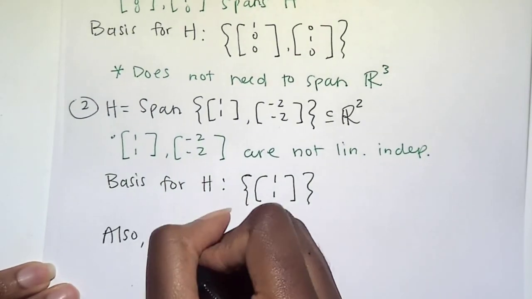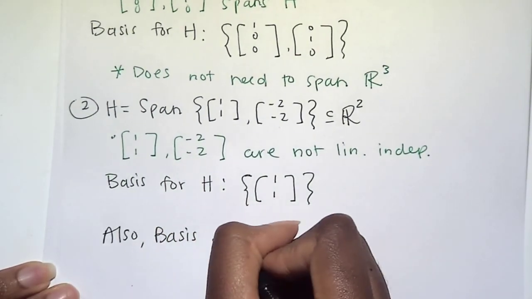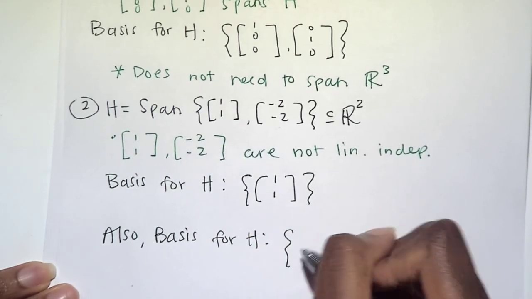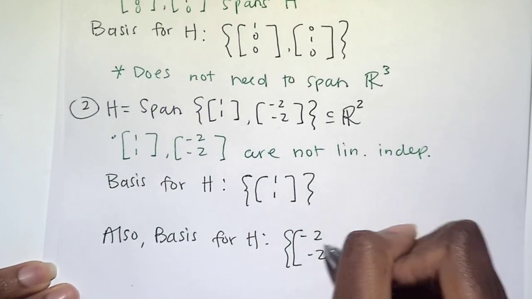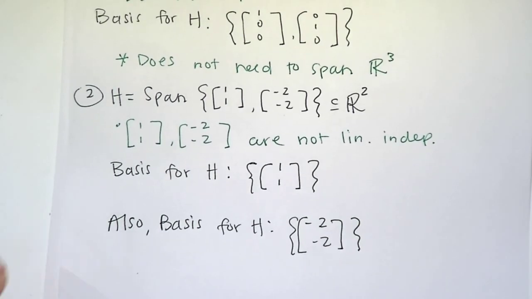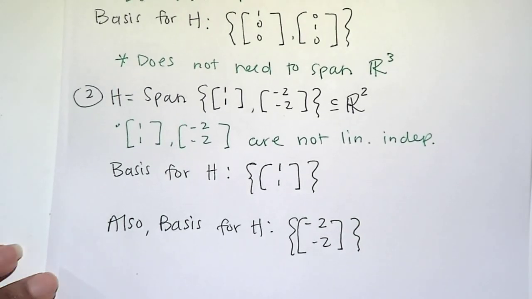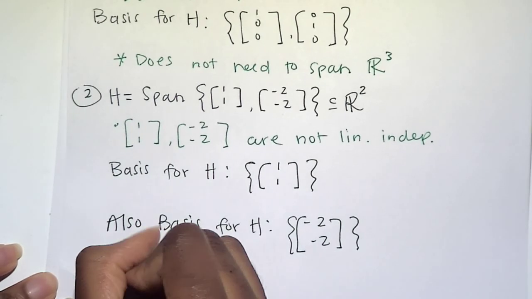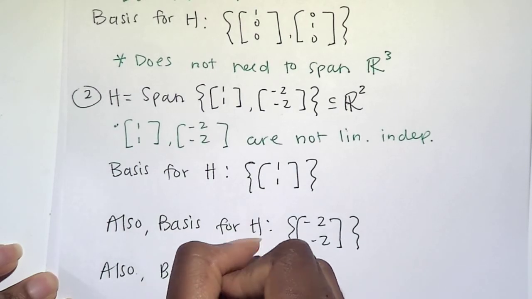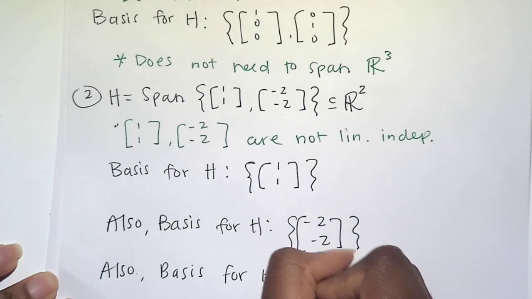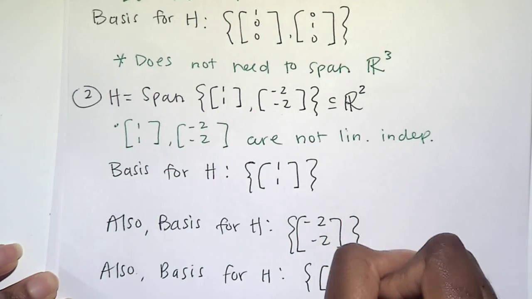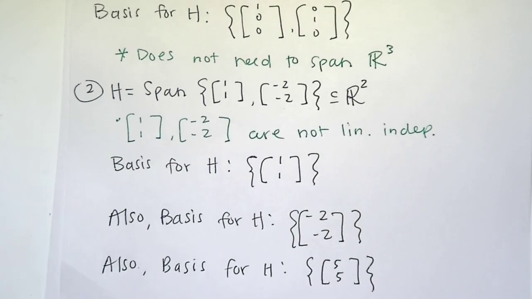Also, a basis for H would include negative 2, negative 2, and any other scalar multiple of these. So also 5, 5 would work. So we can have multiple bases for a subspace, but they do need to be linearly independent and they must span the whole space.